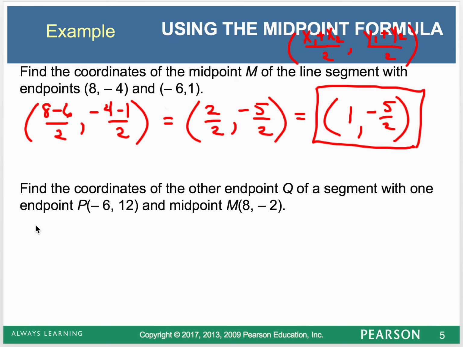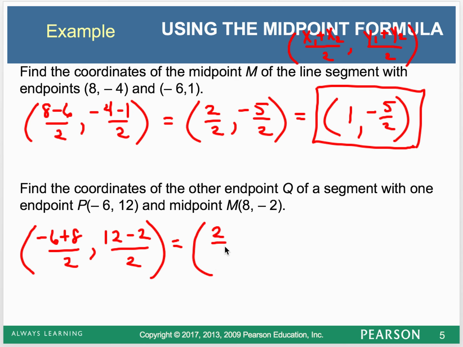Let's do that one more time. Okay, so I'm going to add the x coordinates, negative 6 plus 8, and divide by 2. Okay, 12 plus negative 2, and divide by 2. So 2 over 2 again, and 10 over 2. So this point is 1, 5, halfway in between these 2 points.